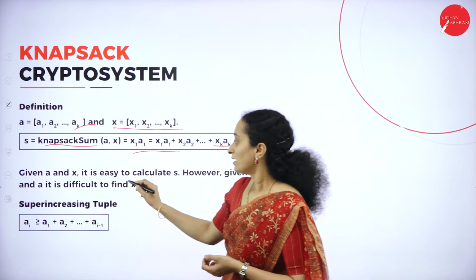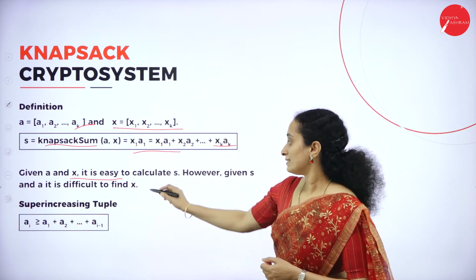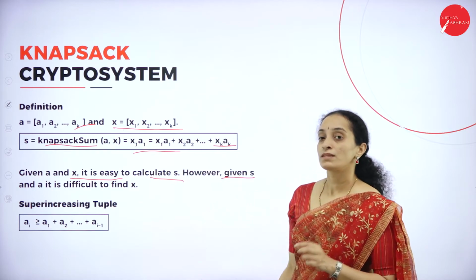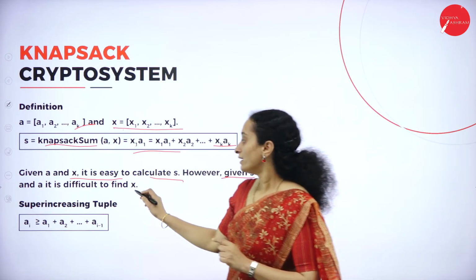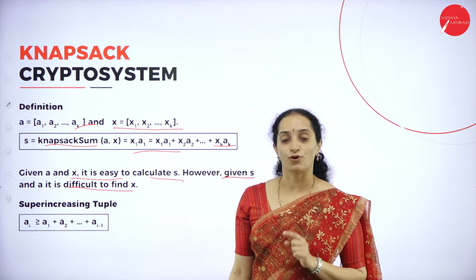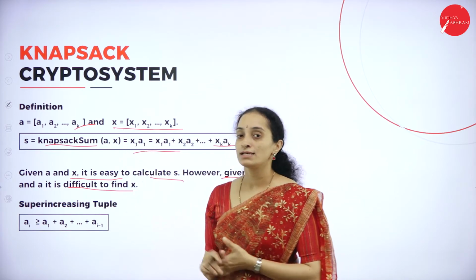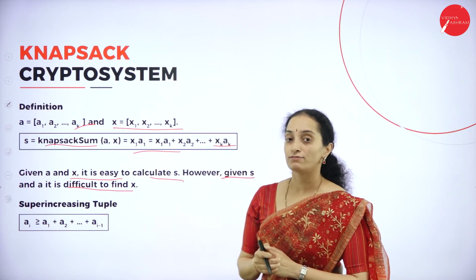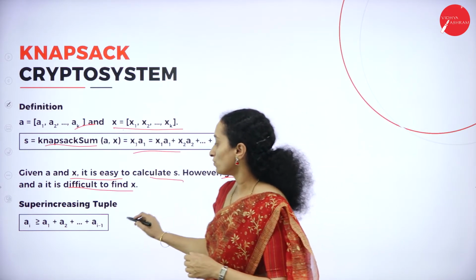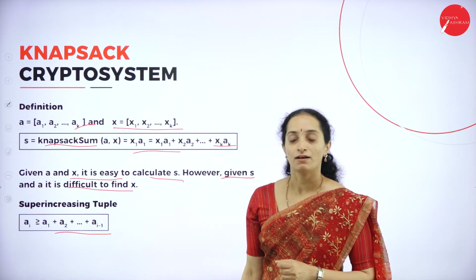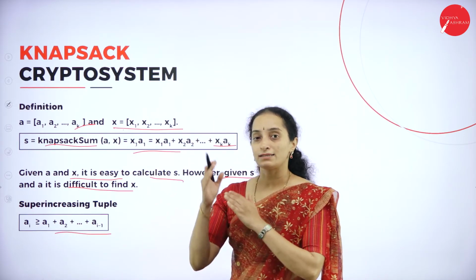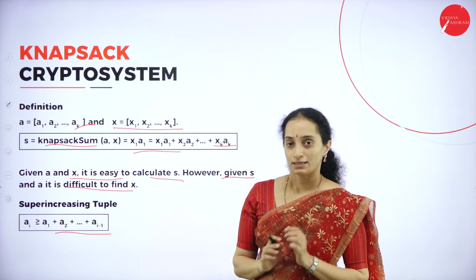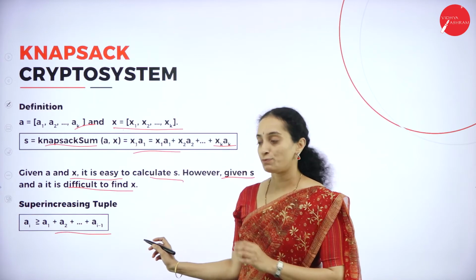Let's see. Given a and x, it is easy to calculate S. You can easily calculate S. However, if you know S and a, it is difficult to find x. For that, you have to use the inverse knapsack sum function. To make this possible, we use a super increasing tuple, where the next value in the tuple is greater than the sum of the previous values. Okay, so this is like a Fibonacci series.